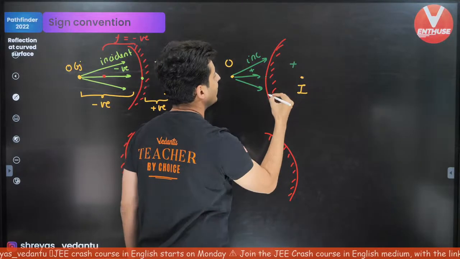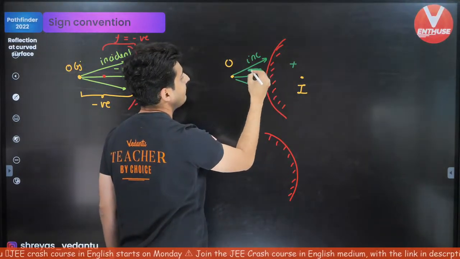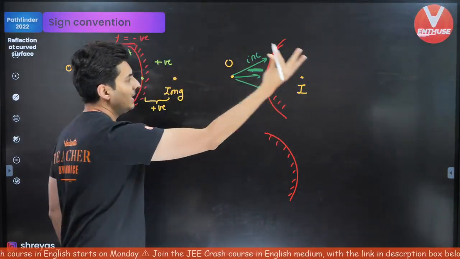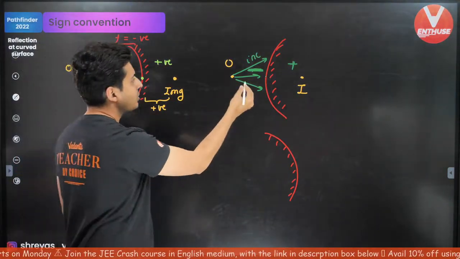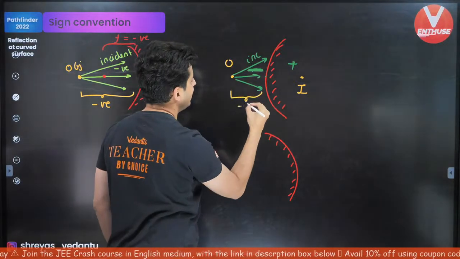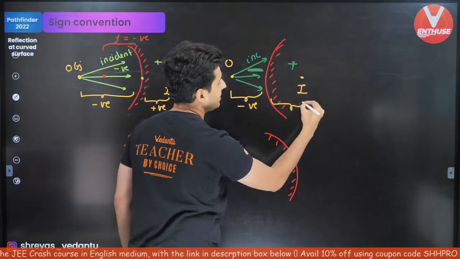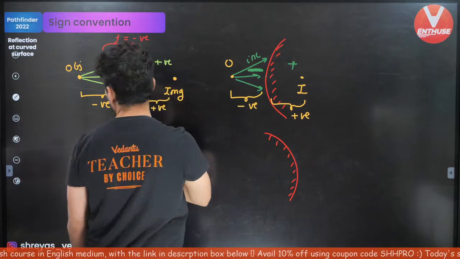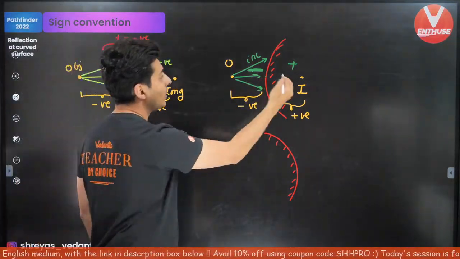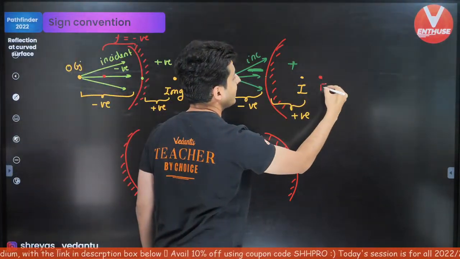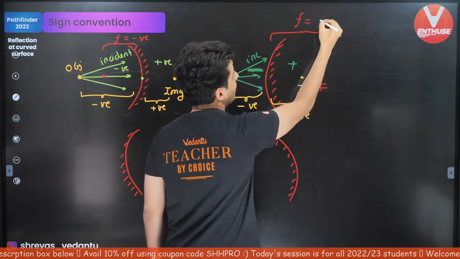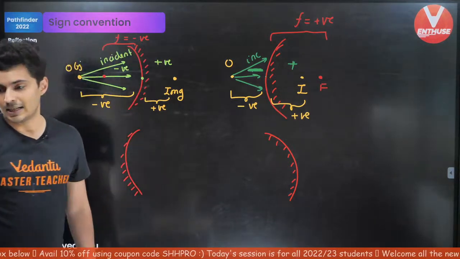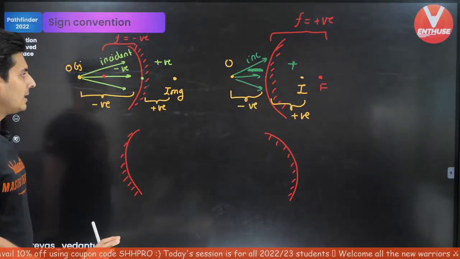So on this side you will get positive and on this side you will have negative. This is the positive side, this is the negative side. So again, what am I going to get? Let's see. The object distance will be negative, the image distance will be positive, and the focal point will be somewhere over here, right? So the focal length will be nothing but positive. Is that clear, my warriors?